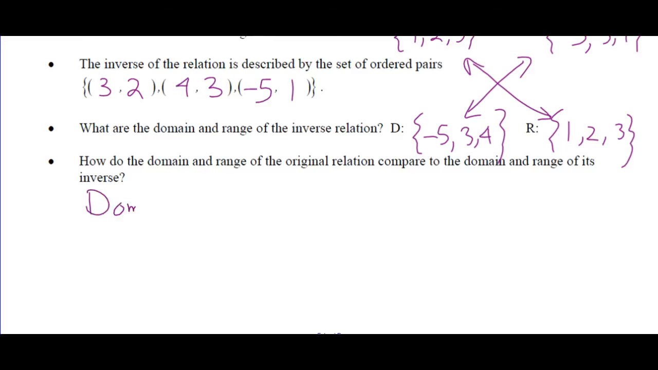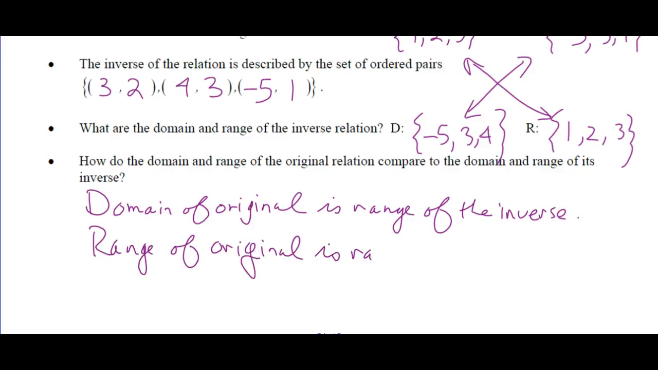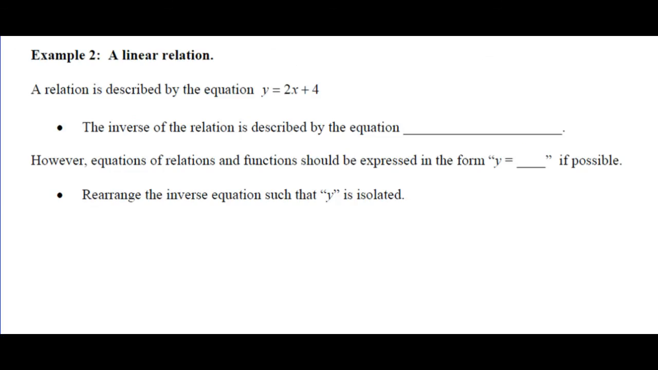Domain of original is range of inverse. And the range of the original is the domain of the inverse. Why? Because you're just interchanging x and y. The x values are the domain, the y values are the range. If you interchange them, you interchange the domain and the range.